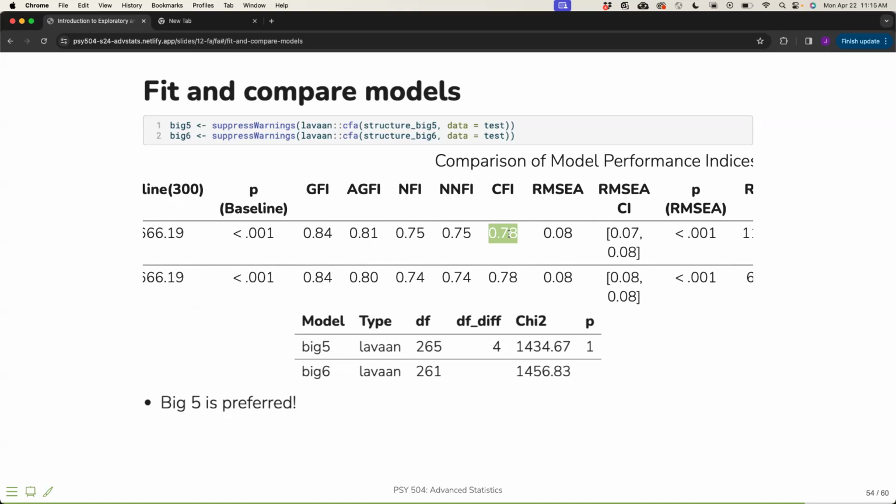Another fit index that we use is CFI, and the CFI is 0.78. Does anyone remember what the cutoff is for the CFI? This is kind of a goodness of fit statistic, so higher is better here, but does anyone remember the actual cutoff score? 0.9. So close, 0.95. We want this to be as close to 1 as possible. This indicates poor model fit.